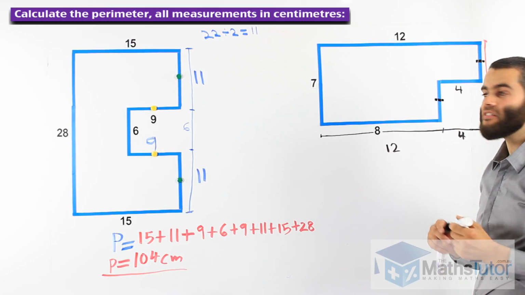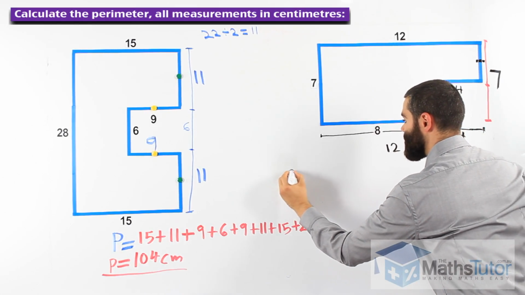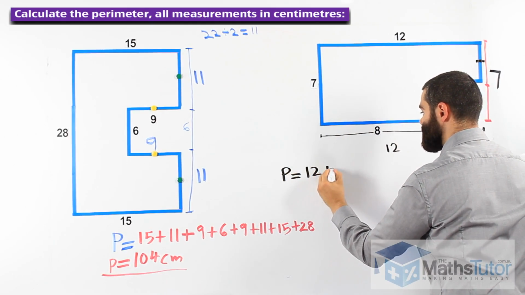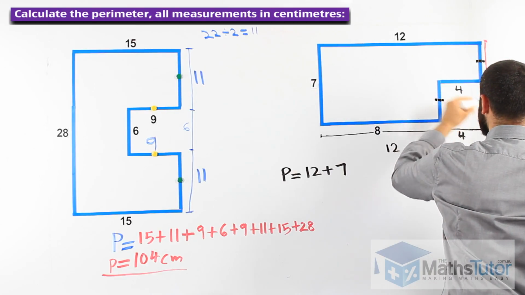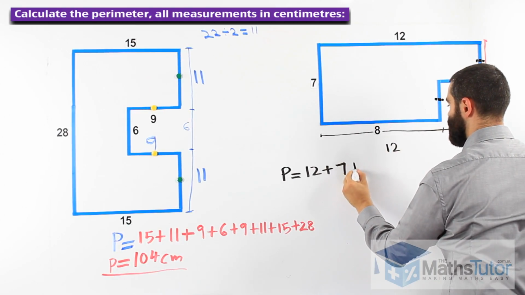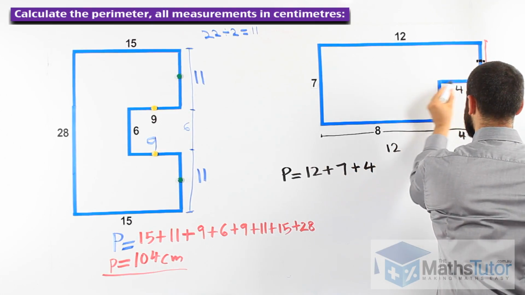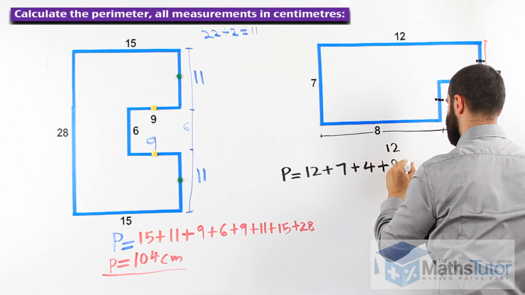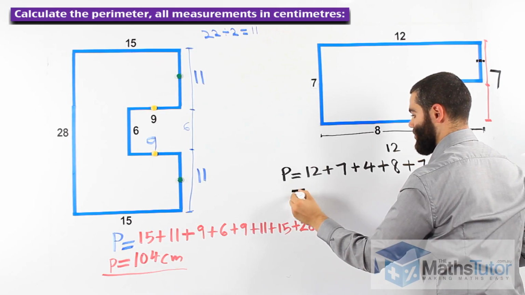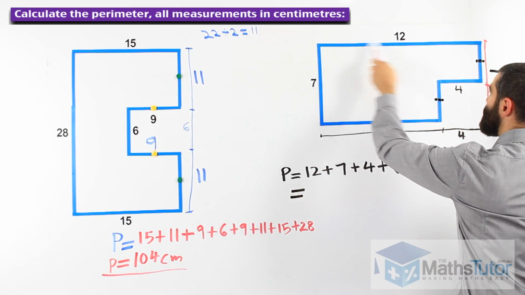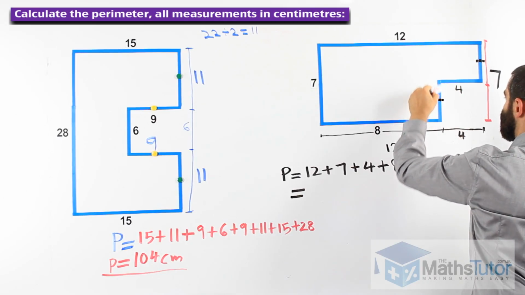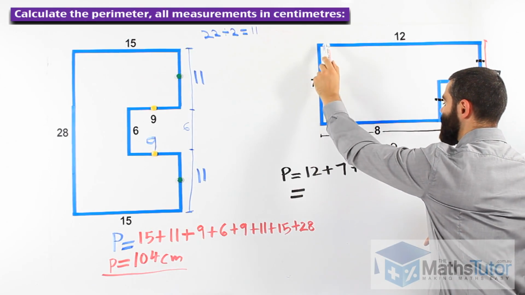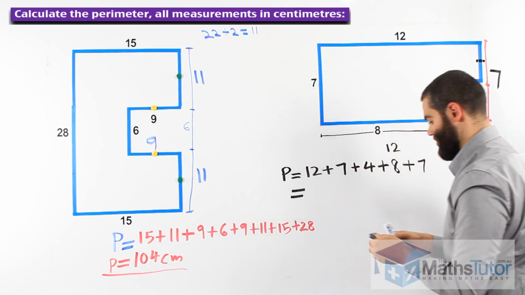Now that we've found the missing sides, we can start adding up. Starting from the top, 12 plus 7. The 7 is a total, this side and that side together, plus 4 plus 8 plus 7. So 12 plus 7, which is here and here together, and 4 is this one there, and 8 here, and 7 there. Now let's start adding up.